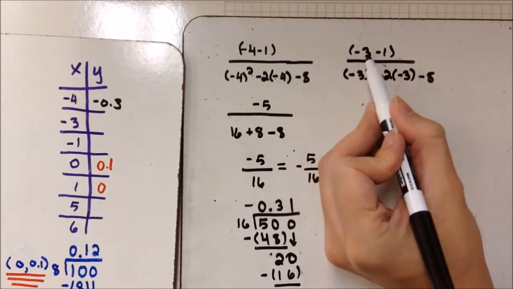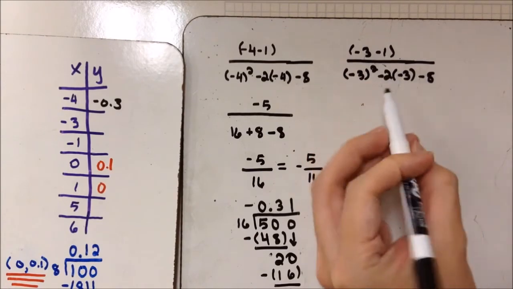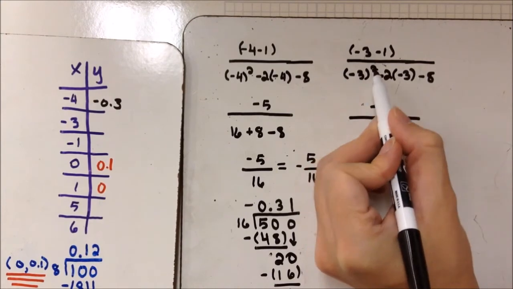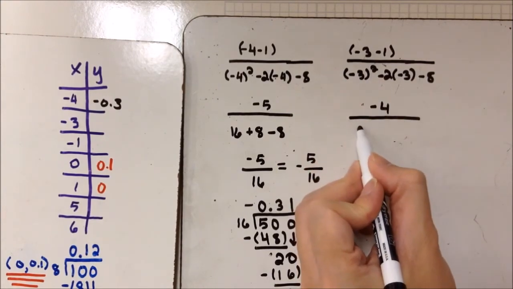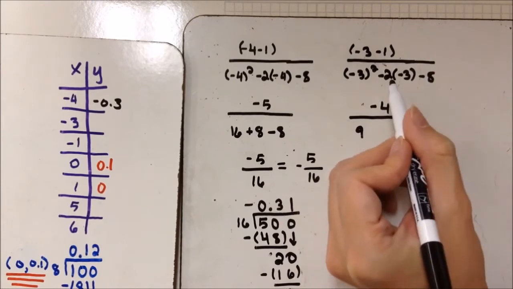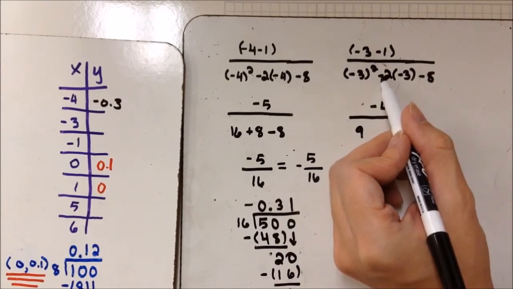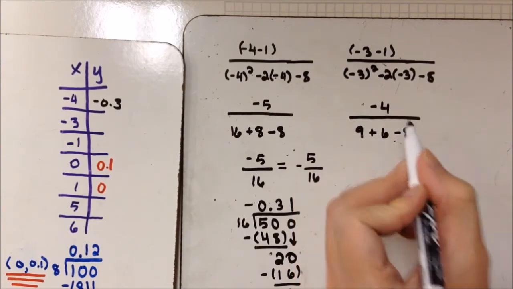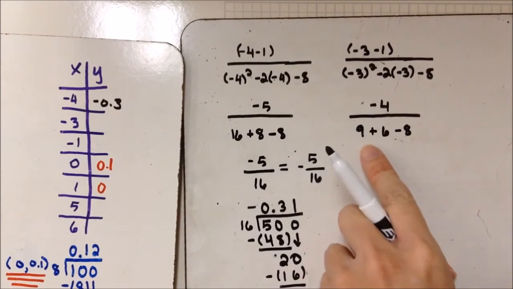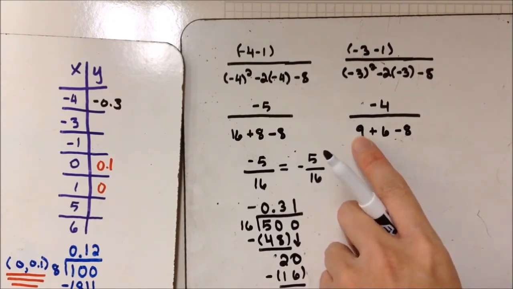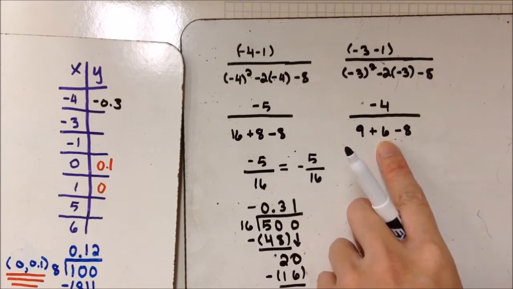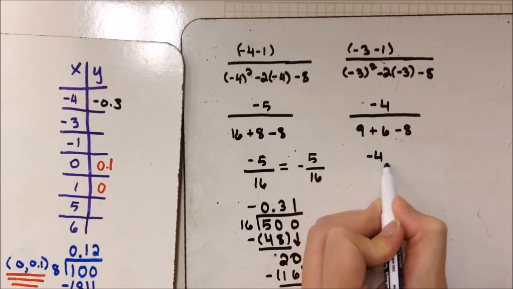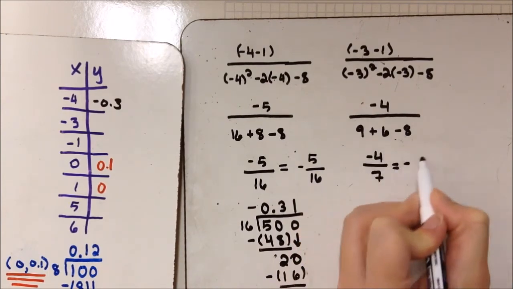At the top, negative 3 minus 1 is going to be negative 4. Negative 3 squared, negative 3 times negative 3, is a positive 9. And then minus 2 times negative 3 will be a positive 6, and then minus 8. So 9 plus 6 is 15, and then minus 8 is 7. So we're left with negative 4 over 7.